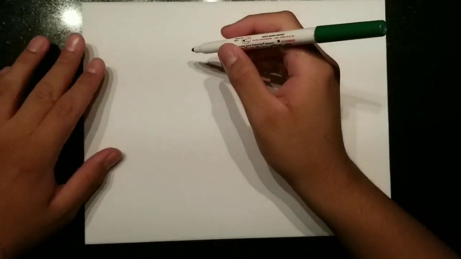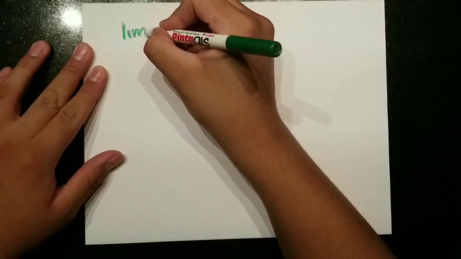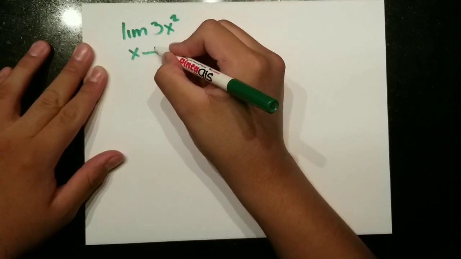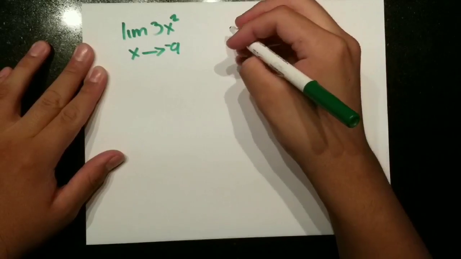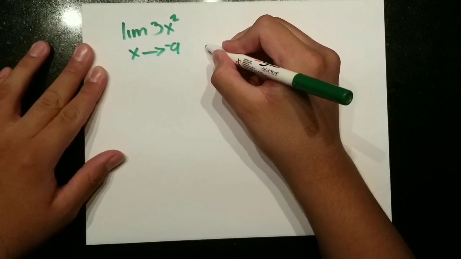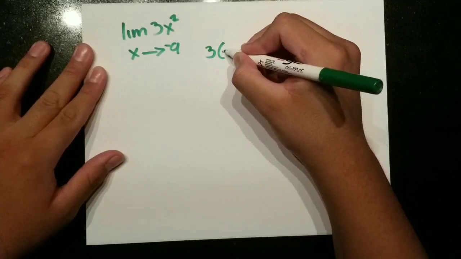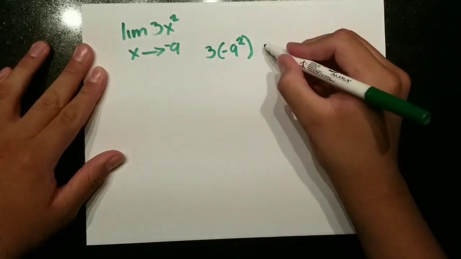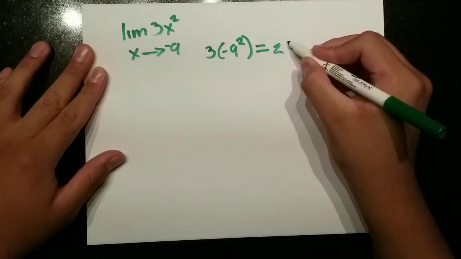In this exercise, we have to find what the limit of 3x squared as x approaches negative 9 equals. Here we have that x approaches negative 9. We use that negative 9 as a substitution in the equation 3x squared. Using that, we discover that it is equal to 243.